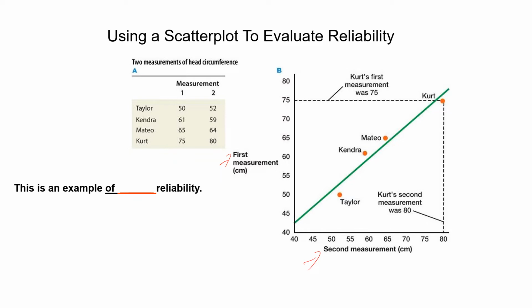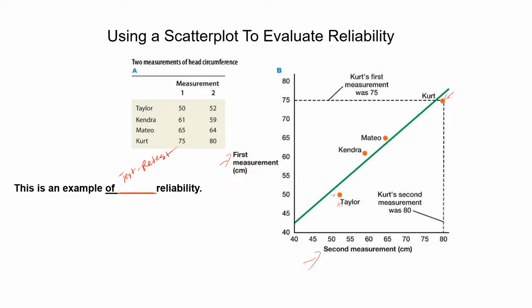And like it's saying here, this individual here, Kurt, his first measurement was 75, his second was 80. Taylor down here looks like the first measurement was about 50, the second one was about 53, that type of thing. What type of reliability is this? Think about that for a second. This is test-retest reliability, because they did the test once, then they did the test again.